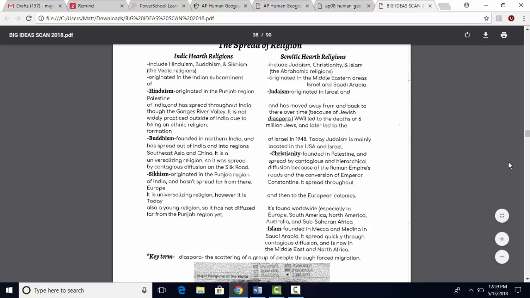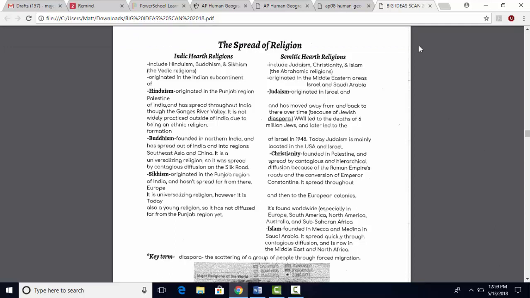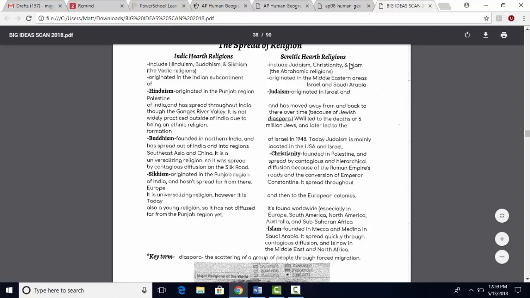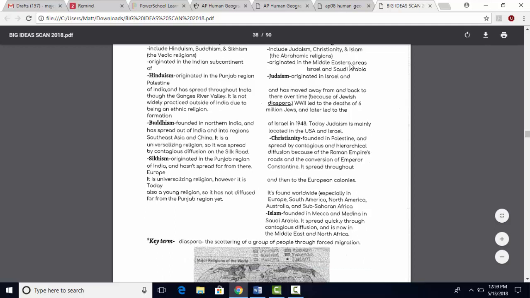And then out of the Semitic hearth, right, out of the Abrahamic hearth, we get Judaism, Christianity, Islam. We already know Judaism originates in Israel. It's moved away from there during the diaspora. It's moved back since World War II. And of course, the country of Israel, very strong today. A close ally of the United States is Israel.